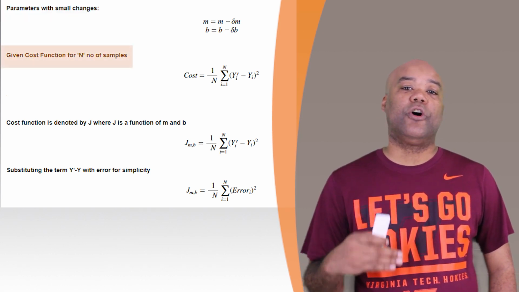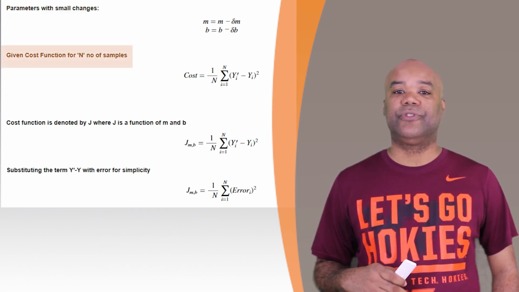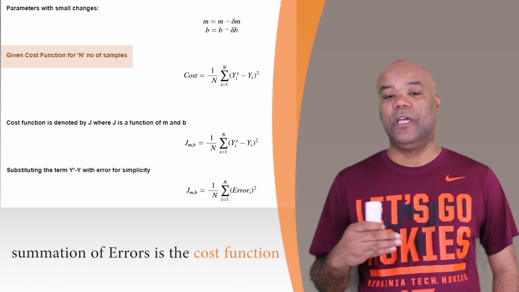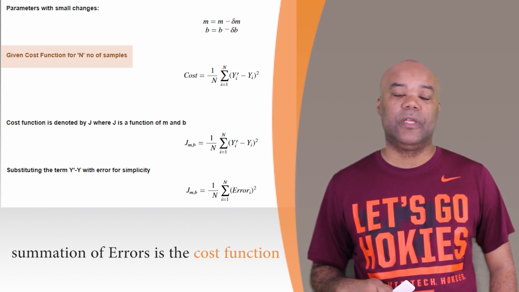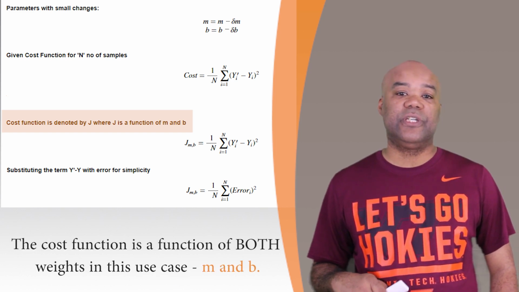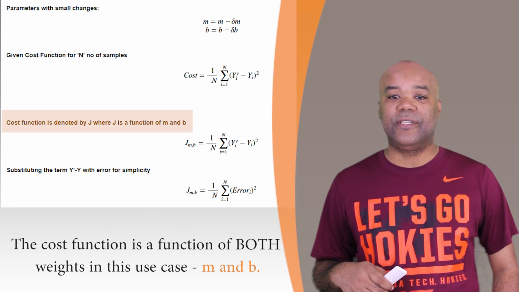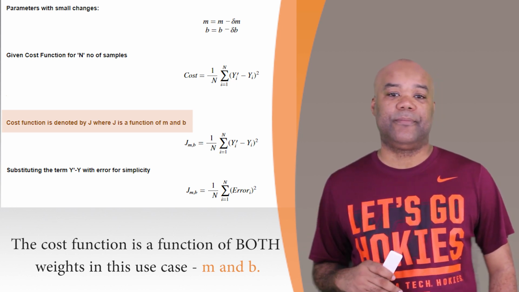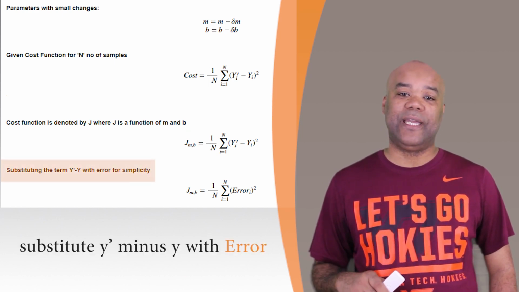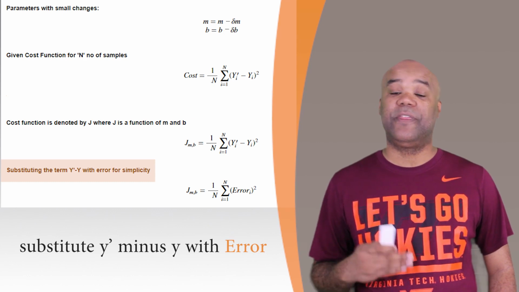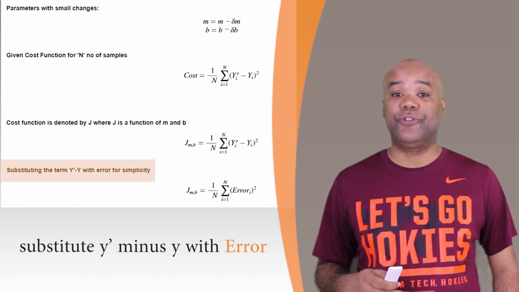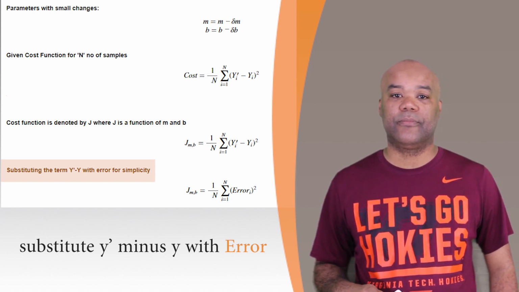Given the cost function for n number of samples, you have a summation of errors, which is the cost function that you see on your screen. Let's just call the cost function j, and it's a function of both weights, in this use case, m and b. Last, I want to substitute y primed minus y with error, because that's really what it is. It's just a measure of the error.